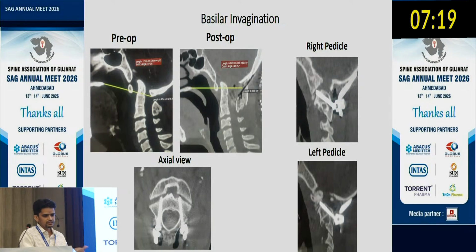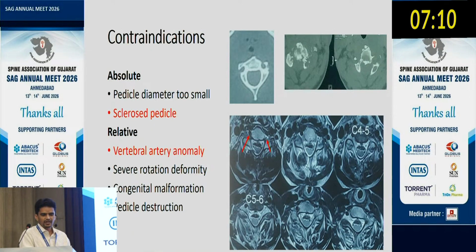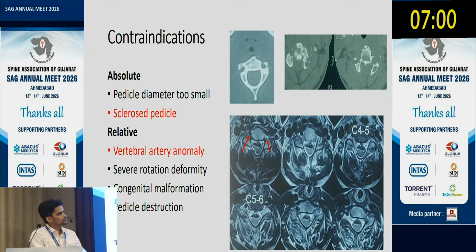As you can see, this is a case of basilar invagination, and with just a C2 screw, we were able to achieve a good correction. So when should it not be attempted? Whenever the pedicle is very small or completely sclerosed, it should not be attempted. As you can see in the upper part, there is only a cortical rim. There is no cancellous bone. So it should not be attempted.